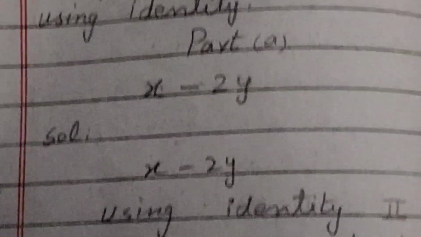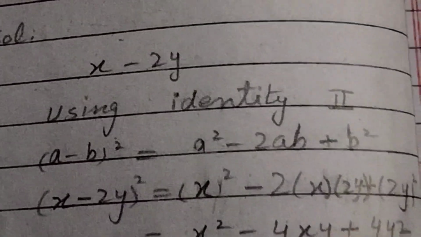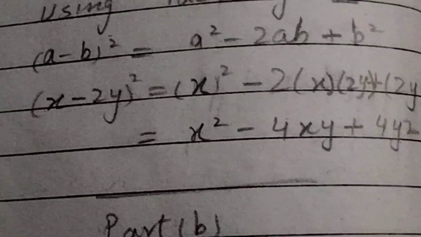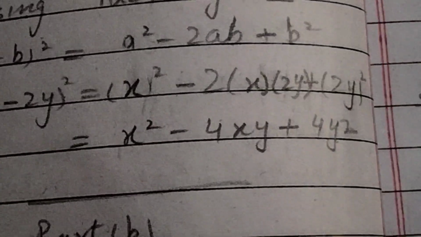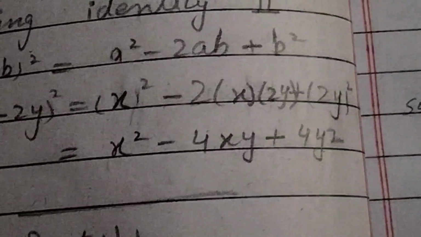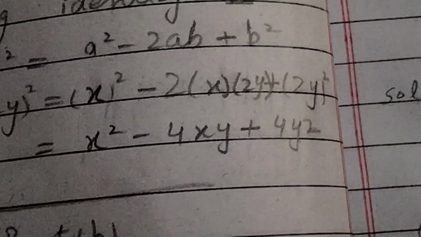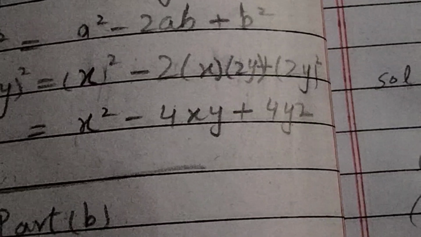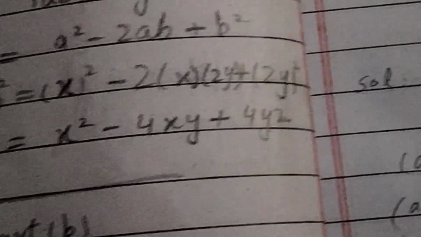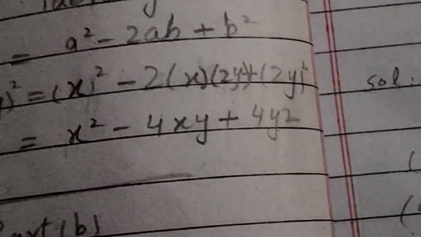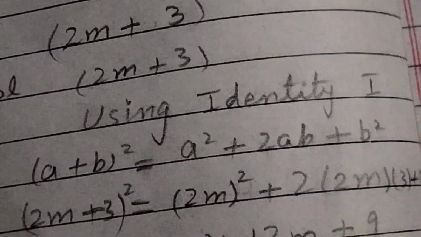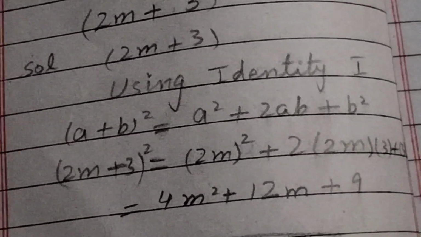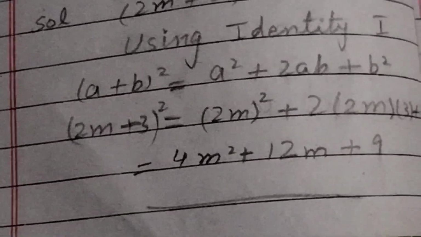Part A, x minus 2y. We use identity number 2 and put in the values of this part. x minus 2y whole square is equal to x square minus 2 times x times 2y plus 2y whole square. So we get x square minus 4xy, and 4y square because 4 is the square of 2.